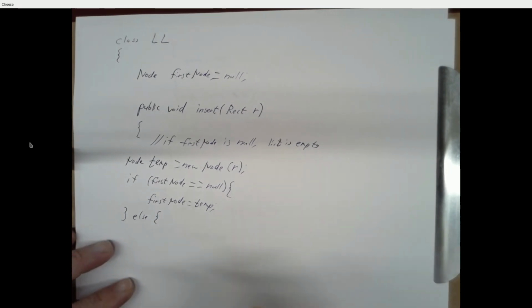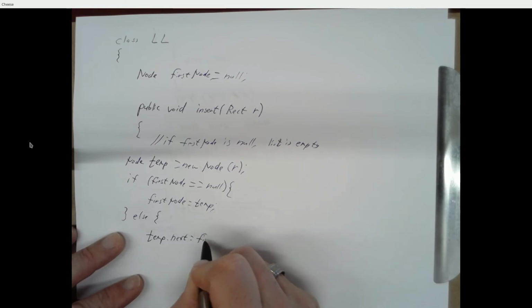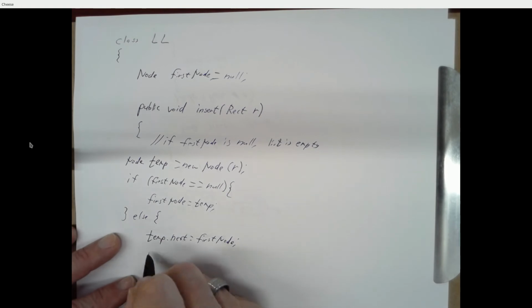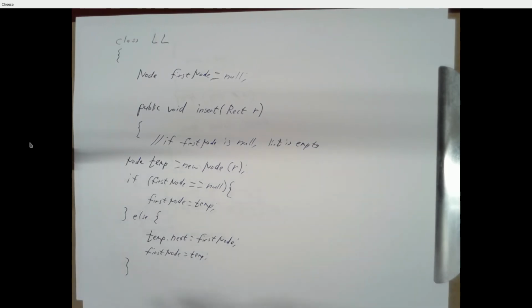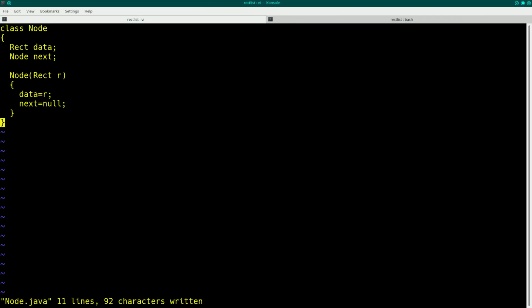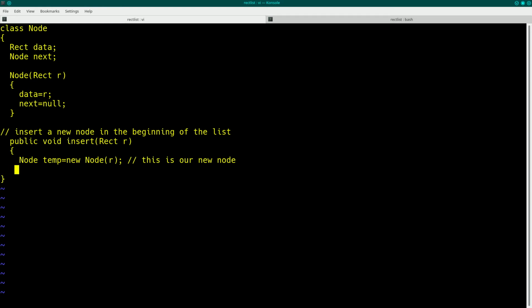All right, so temp dot next equals first node, and then set first node equal to temp. That should be your whole insert. I'm putting this in the wrong spot.